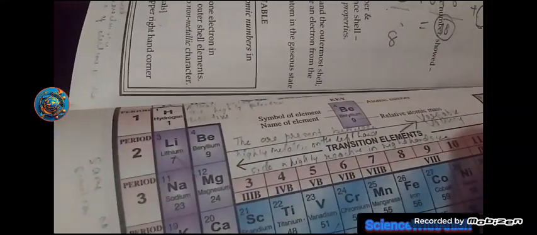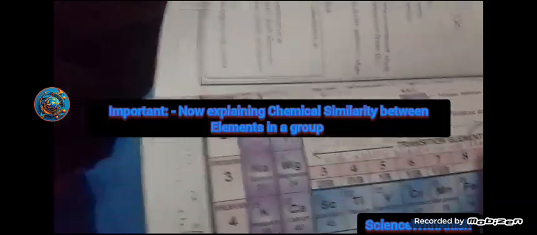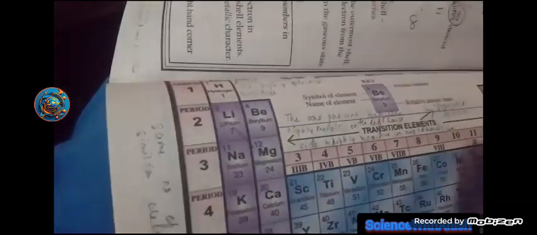8 plus 8, 16 plus 2, 18. So potassium has 18 stable electrons and 1 extra electron. So potassium donates 1 extra electron to become stable. So why are hydrogen, lithium, sodium and potassium in the same group? Because atoms in the same group are chemically similar.